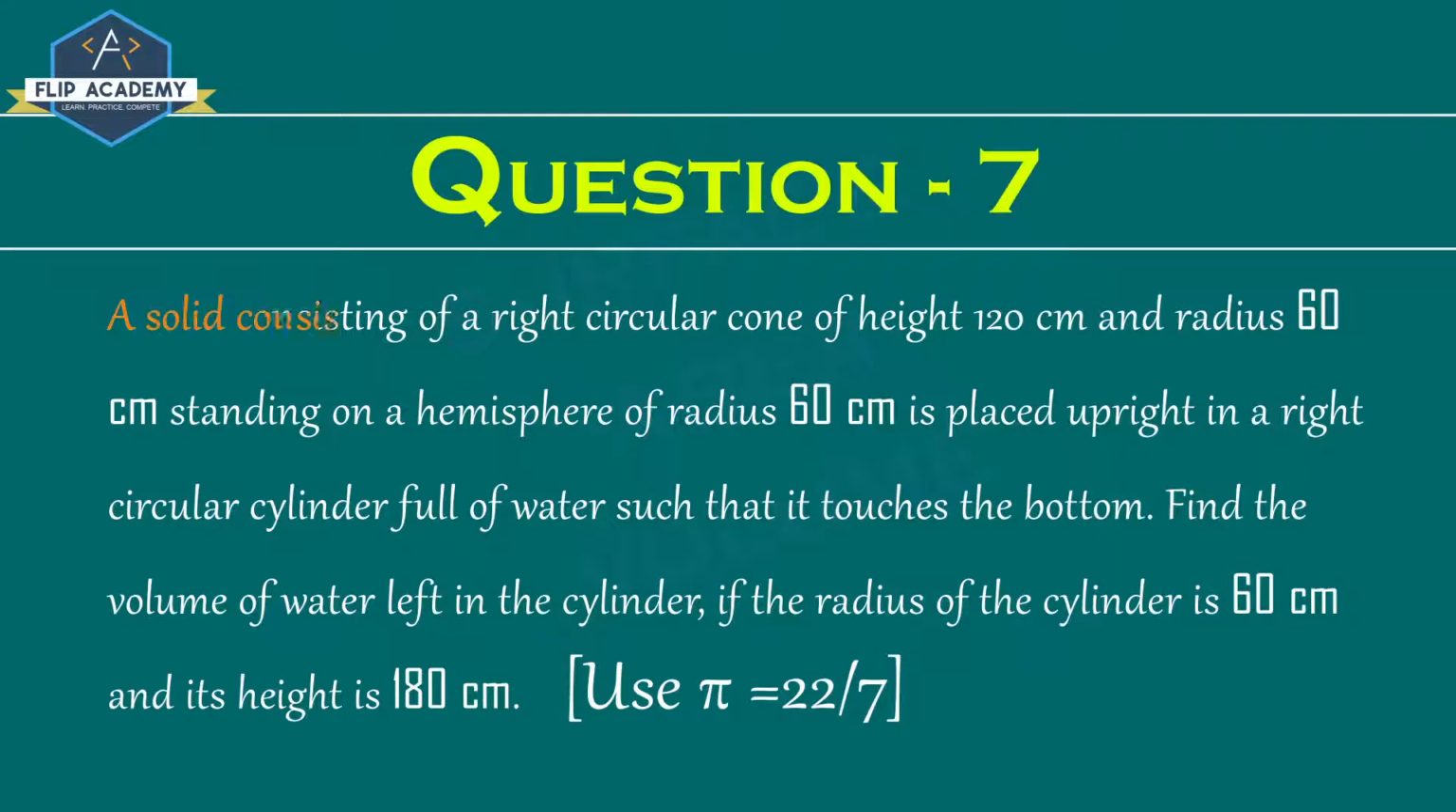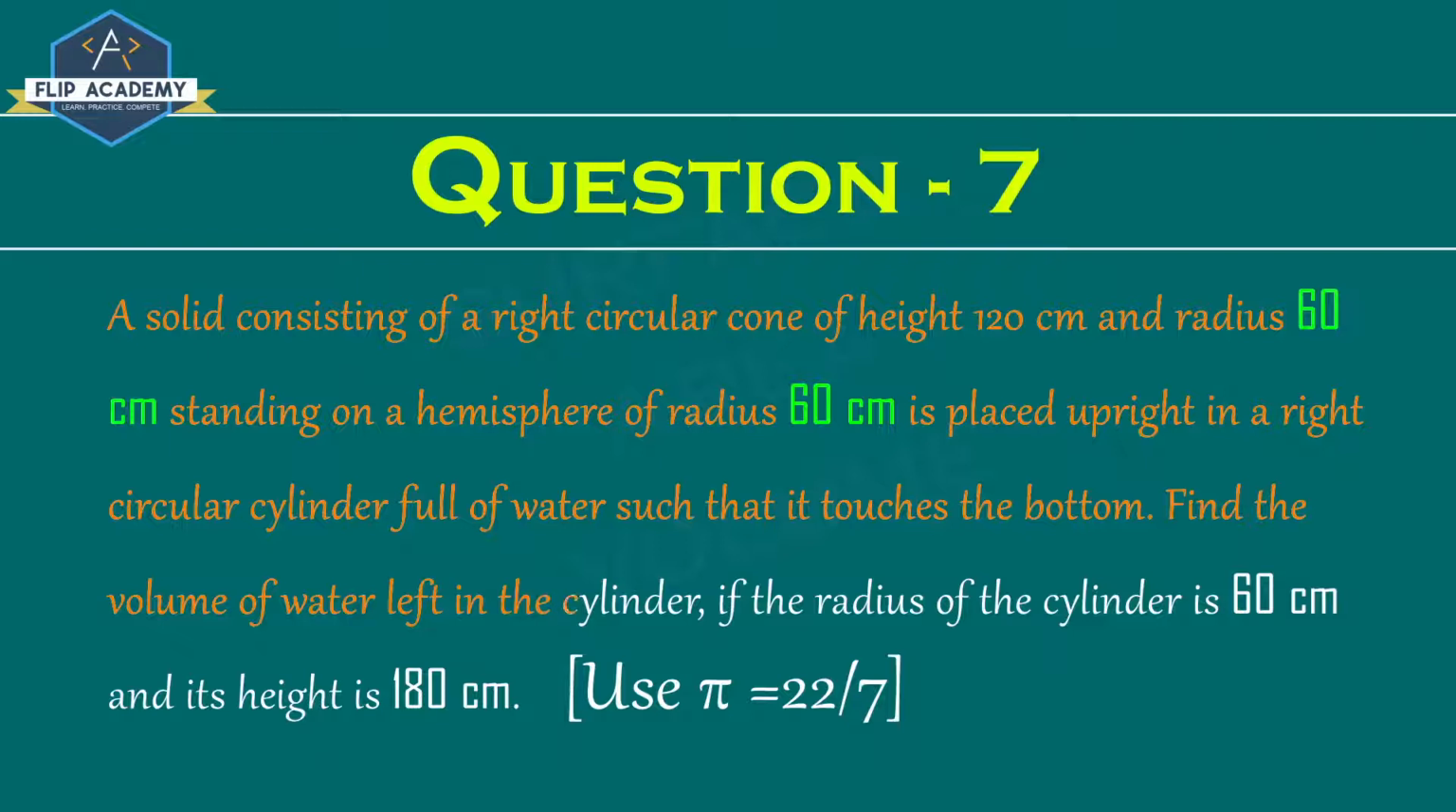Surface area and volume, exercise 13.2, question number 7. A solid consisting of a right circular cone of height 120 centimeter and radius 60 centimeter standing on a hemisphere of radius 60 centimeter is placed upright in a right circular cylinder full of water such that it touches the bottom. Find the volume of water left in the cylinder if the radius of the cylinder is 60 centimeter and its height is 180 centimeter. Use pi is equal to 22 upon 7.